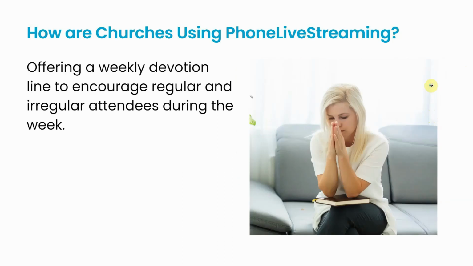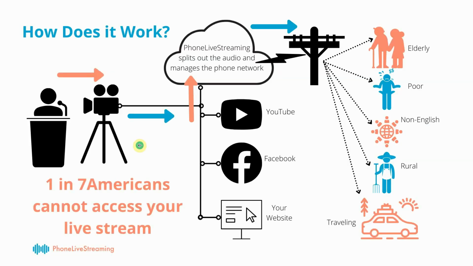Churches also use phone live streaming to provide a weekly devotion, about a 10 to 15 minute devotion that goes out to all their members. In the United States, 45% of people say they are a member of a church, but only 20% attend at least once a month, which means 25% of your members are not attending, but you can get a chance to minister to them with a devotional line.